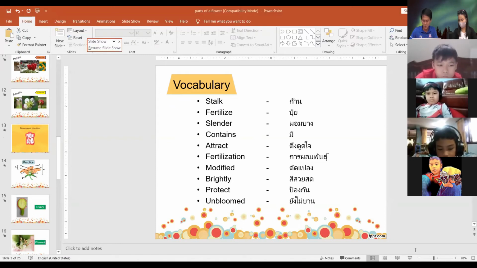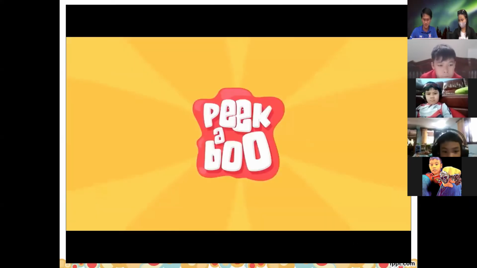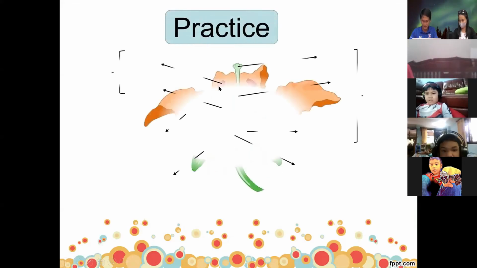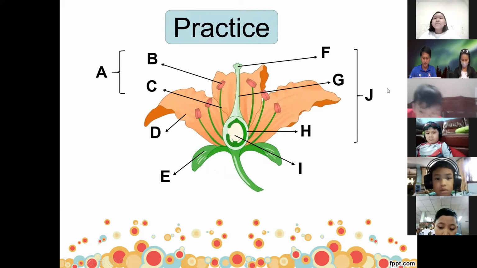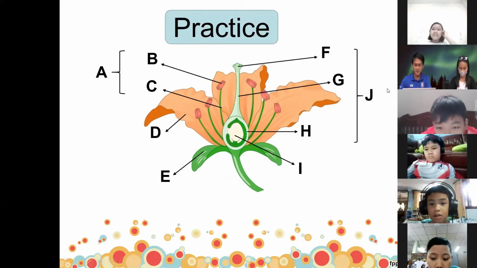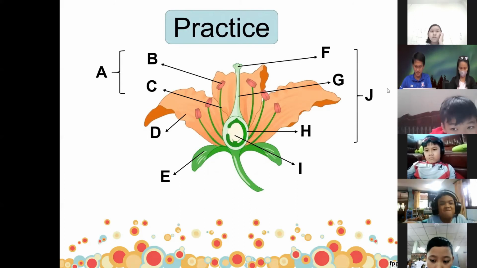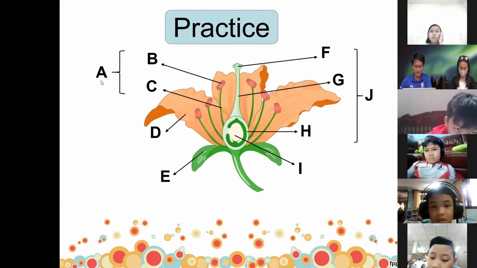So let's go to our practice part. Practice. So please stop making any unnecessary sound. And anyone who wants to answer can unmute their microphone, okay? Unmute your microphone if you want to answer. So for letter A, what is letter A? Anyone? What part of flower is this?